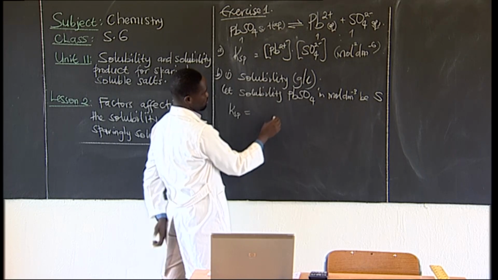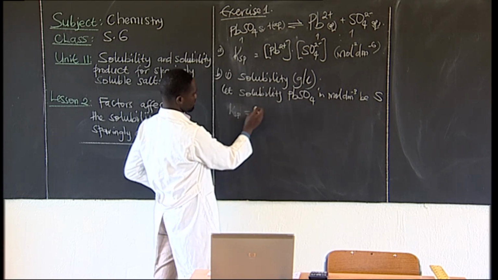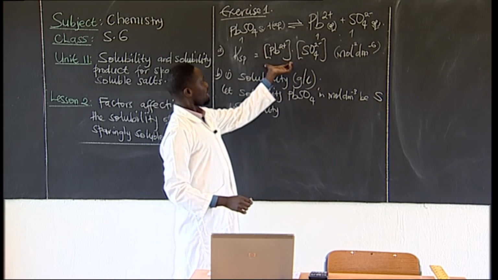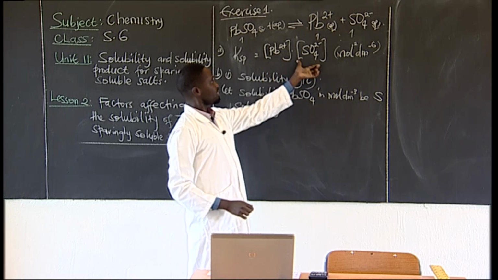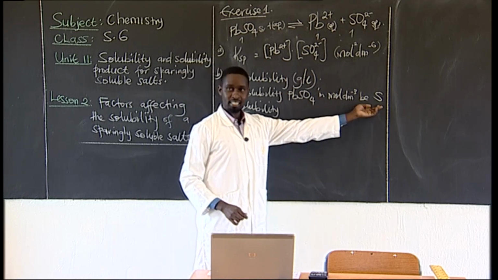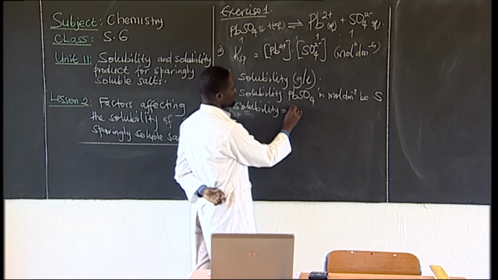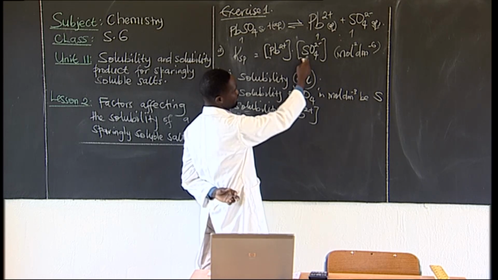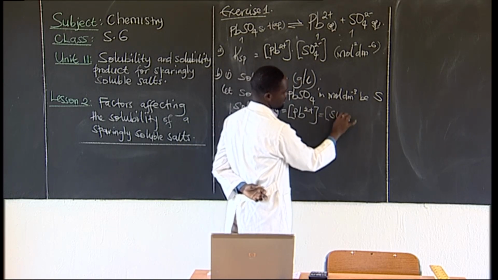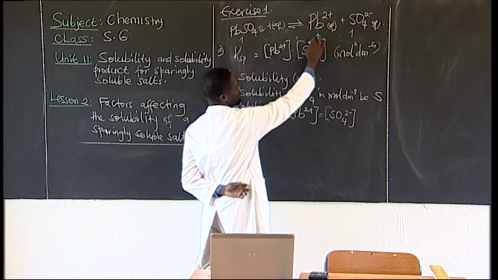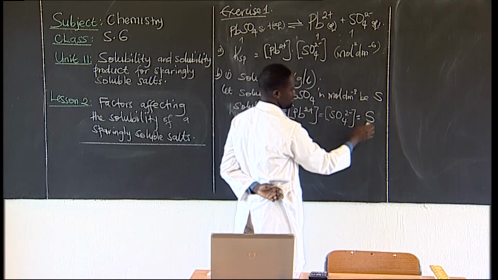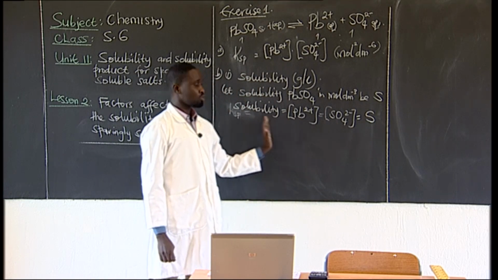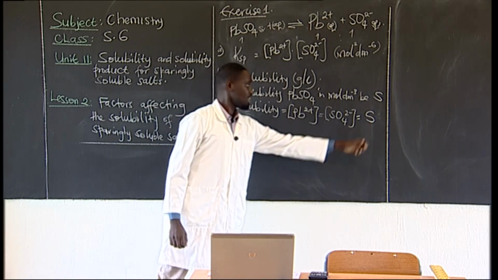I will substitute. Remember the solubility, in this case, is in terms of the concentration of these ions in solution. So I've called it S. What does that imply? It's the concentration of lead 2 ions, which is equal to the concentration of sulfate ions, since the ratio is 1 to 1, and this is S. The amounts in solution are the ones which give us solubility, and we've called it S.